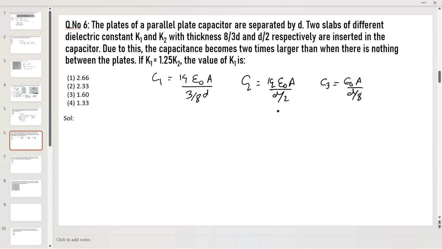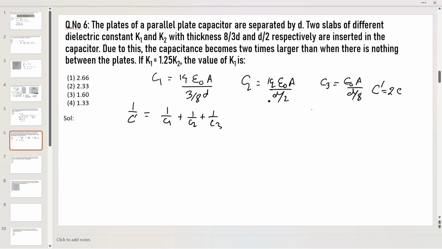Now one thing is given to you, that the equivalent capacitance C dash is equal to 2C. Here you can see that the capacitance becomes 2 times larger. So your equivalent capacitance is 2 times the original capacitance. Because they all are in series, 1 by C dash will be equal to 1 by C1 plus 1 by C2 plus 1 by C3.